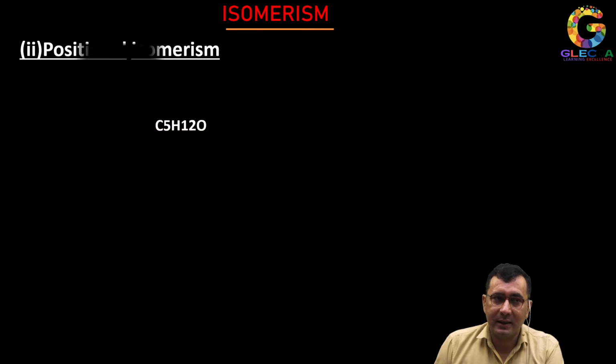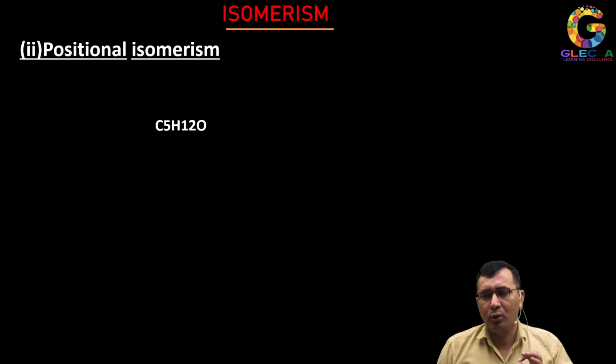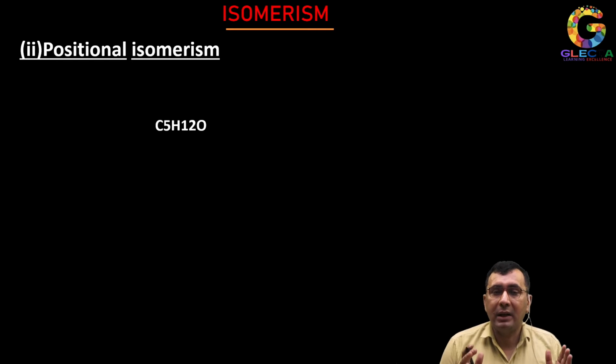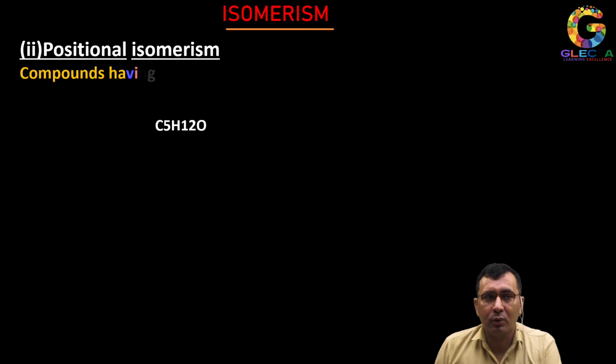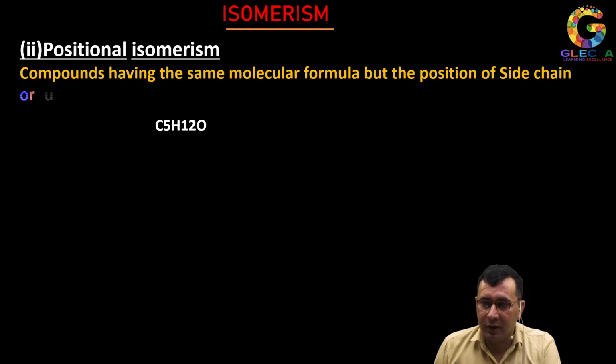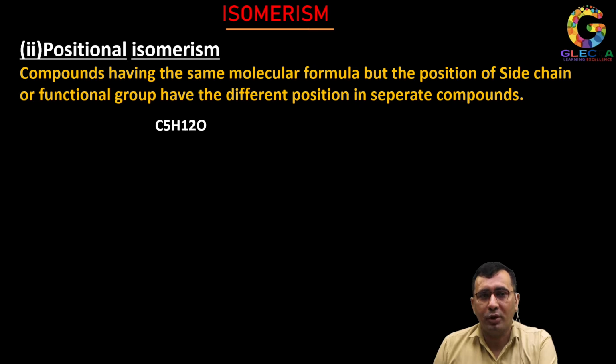Now let us discuss positional isomerism. Very easy to define. Compounds having the same molecular formula but the position of the side chain or functional group is totally different. I repeat, compounds having the same molecular formula but the position of the side chain or functional group is at a different position in separate compounds.